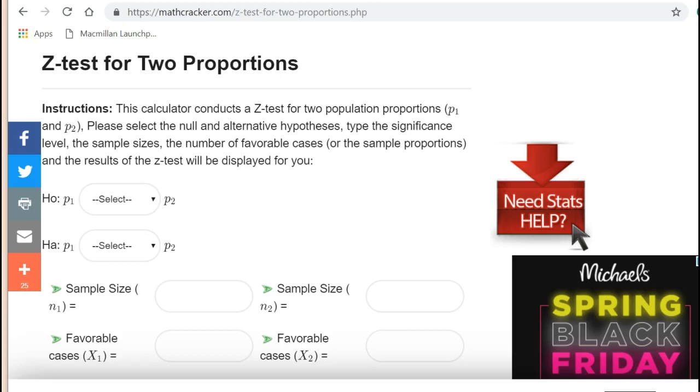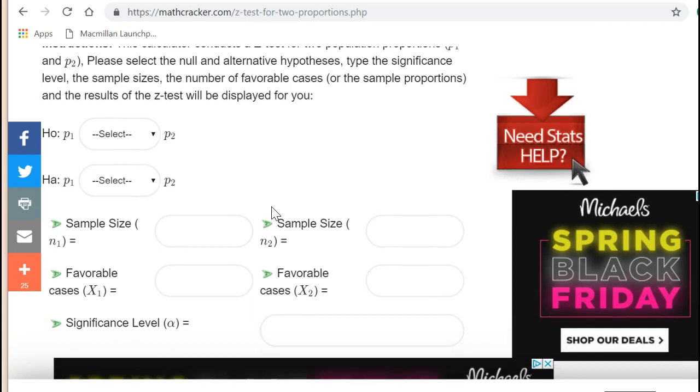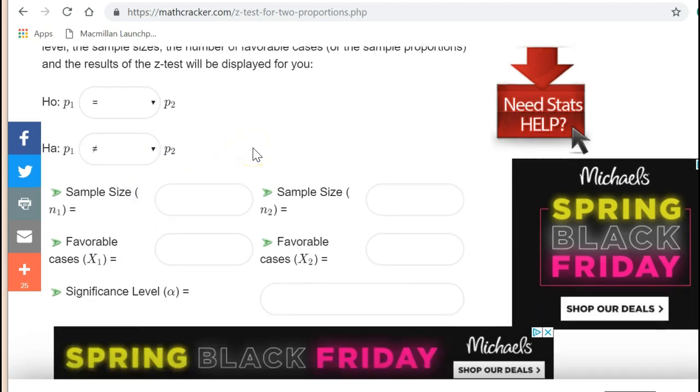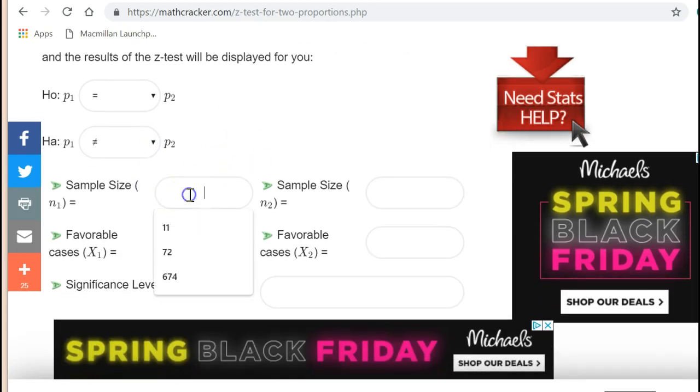The link for this applet is located on the top of page 10 of your notes, and you'll see here in the video is what the applet looks like. So we're going to go through and fill in the different pieces. A screenshot of this is also available on page 11 of your notes. So first, under the null, we're going to select an equal sign. Under the alternative, since we have a two-tailed test, we're going to place not equal to.